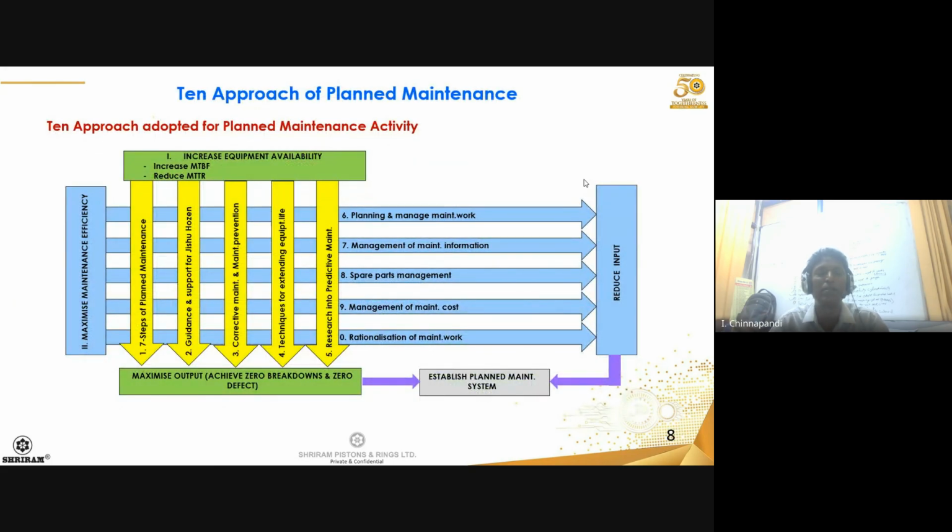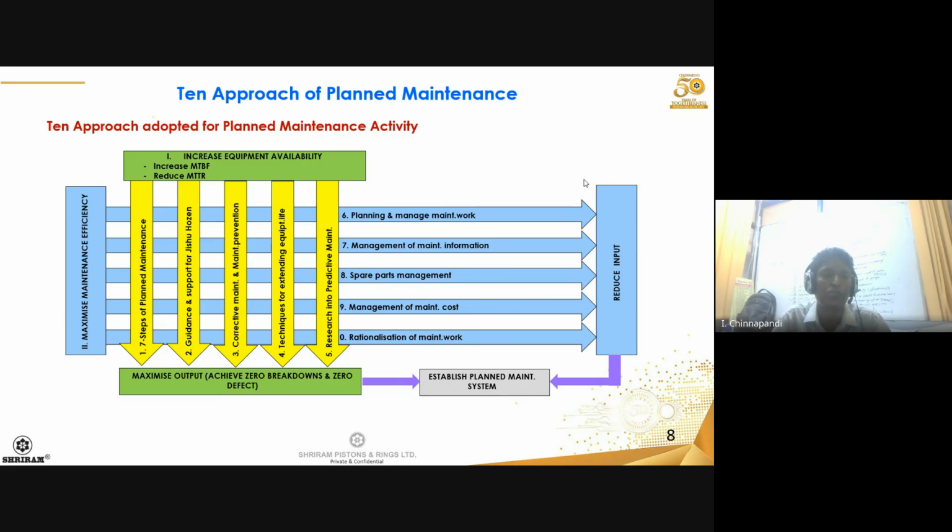So this is the main crux of this content, whatever we are discussing: how a plant, an industry, can go zero breakdown. This is the methodology defined and developed by the Japan Institute of Plant Maintenance, in the name of TPM, that's called Total Productive Maintenance. This is a 10 approach of plant maintenance.